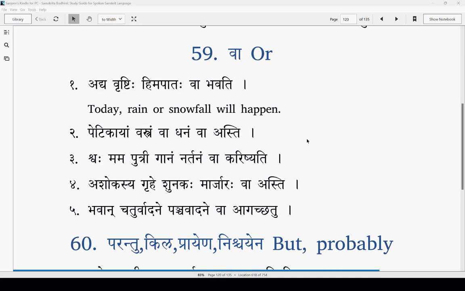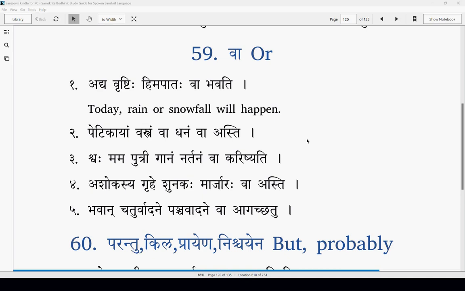That's fine. For example, number 2 here. Petikayam vastram va dhanam va asti. We are using it twice here. But also, it's okay to use petikayam vastram va dhanam asti. Or you can put it at the end also. Vastram dhanam va asti. But don't put it at the beginning, unless you are writing a poem.